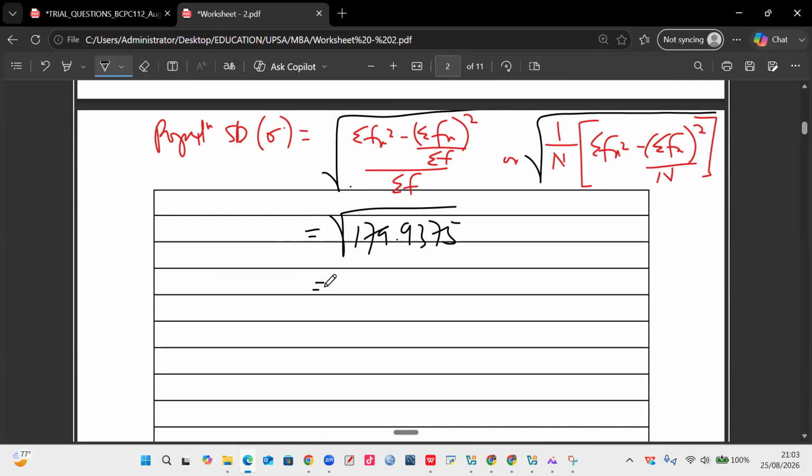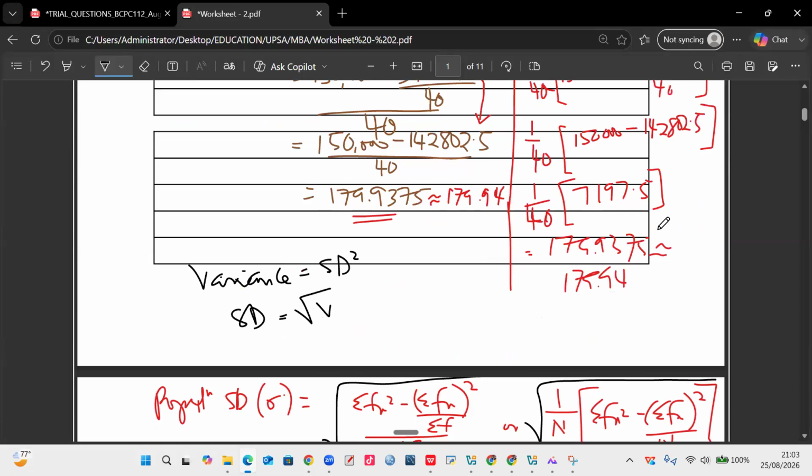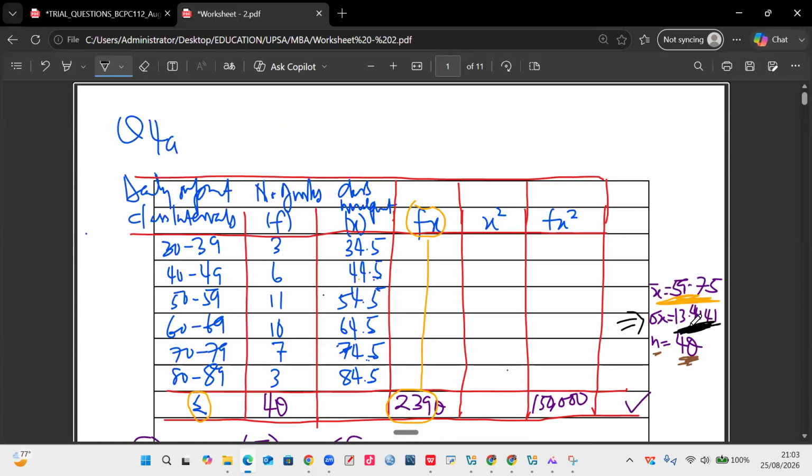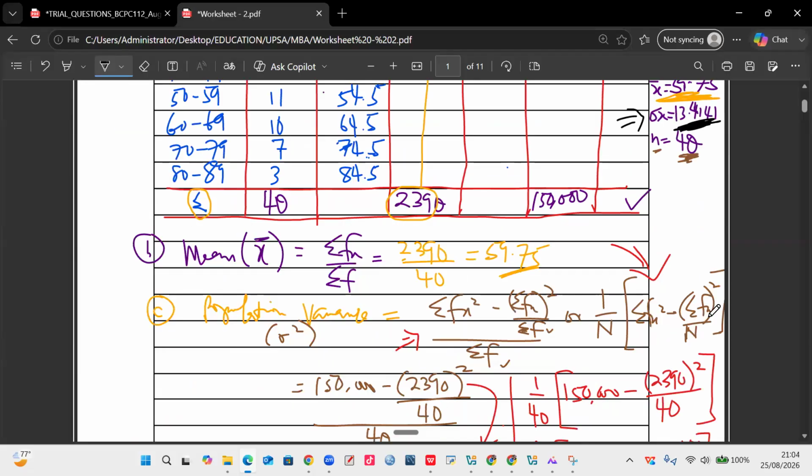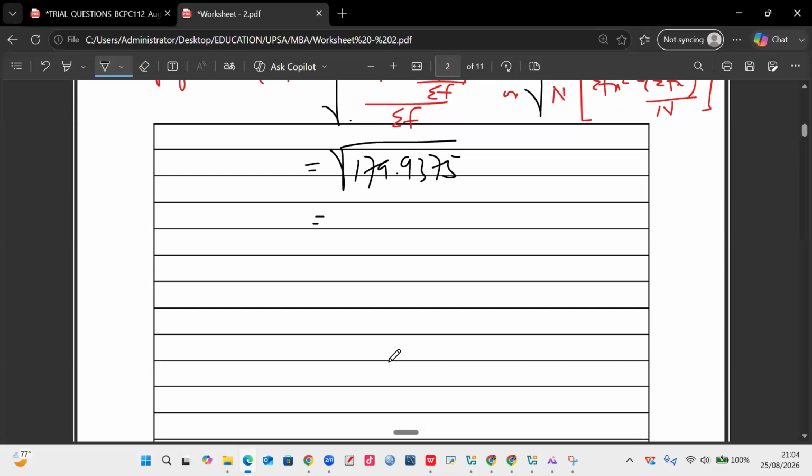Then equals, when you put equals here, pay attention. When you put equals here, come and write the standard deviation answer which the question gave you, the calculator gave us 13.4141. That's what you can write here. 13.4141, approximately 13.41. This is your standard deviation.